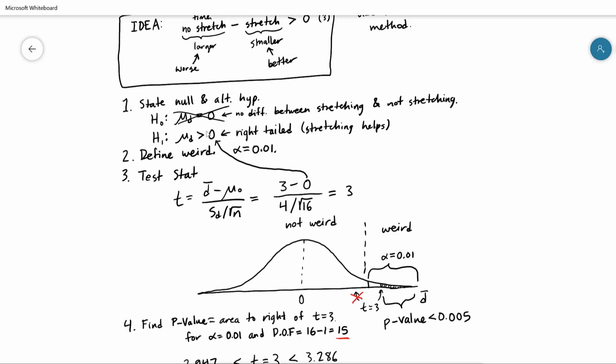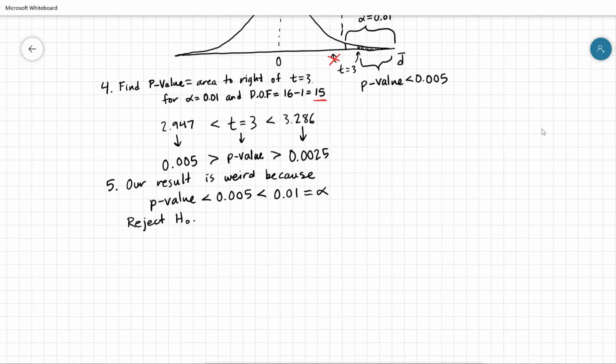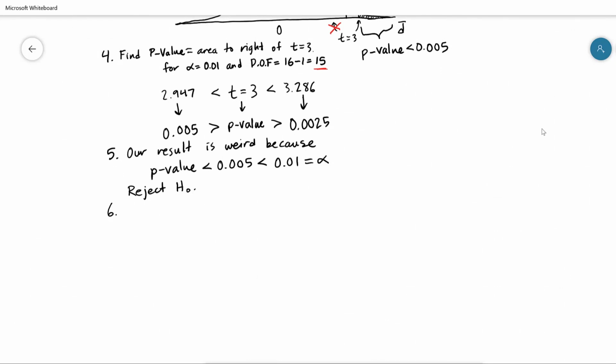And what does this mean in plain English? Well, in plain English, this means that stretching helps. So we can either just say the evidence strongly suggests that stretching helps. We don't even need to mention the evidence. We could just say stretching improves running performance. Alternatively, you could mention the evidence and say the evidence strongly suggests that stretching improves running performance in these 1 mile runs at least. So that is the idea.